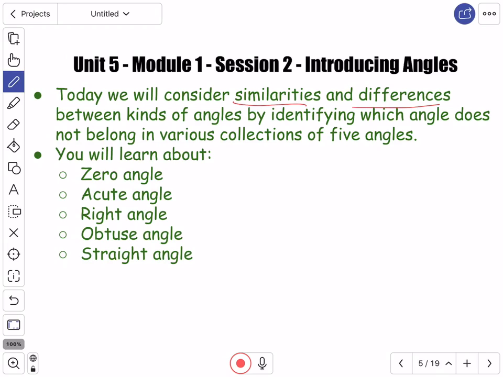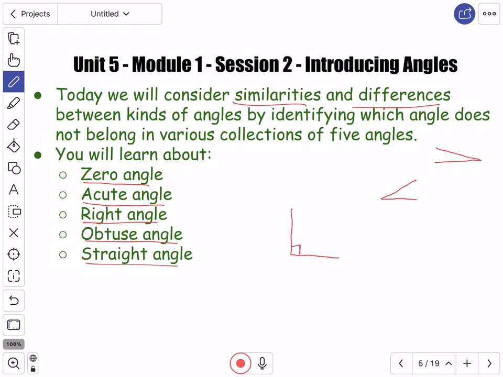Okay, moving on. So today we will consider the similarities and the differences between kinds of angles by identifying which angle does not belong in various collections of 5 angles. We're going to learn about the zero angle, the acute angle, the right angle, the obtuse angle, and the straight angle. So you probably remember many of these already because of doing number corner, which is awesome because that's going to help us tremendously.